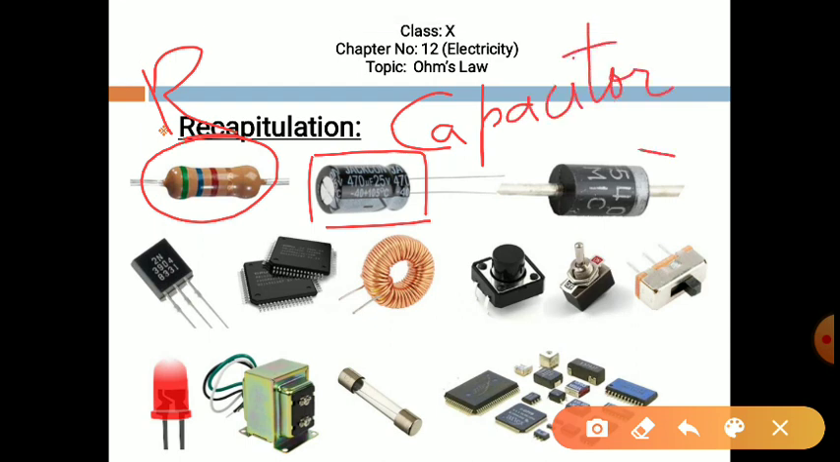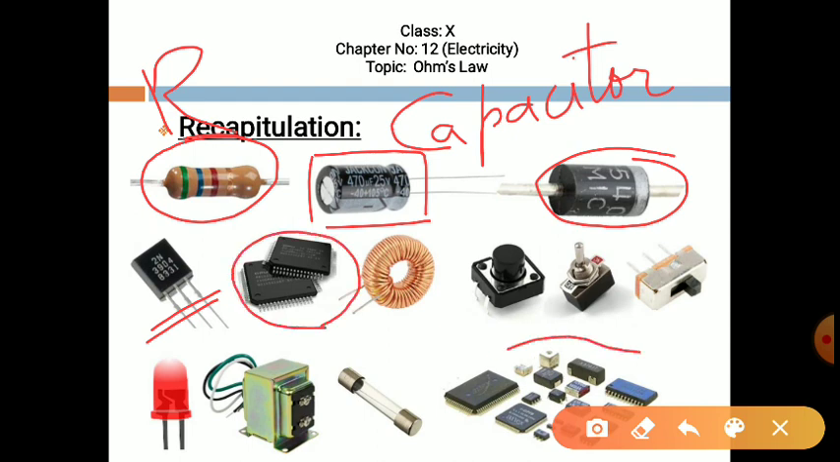Next element, this is diode. This one is a transistor. This is IC. These are also ICs. Integrated circuits is the full form of IC. This is a copper coil winded over a soft iron core.